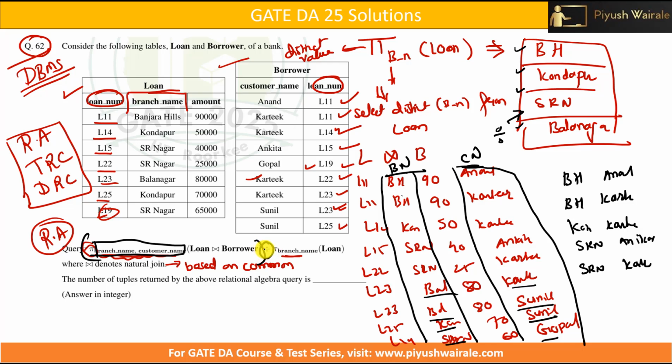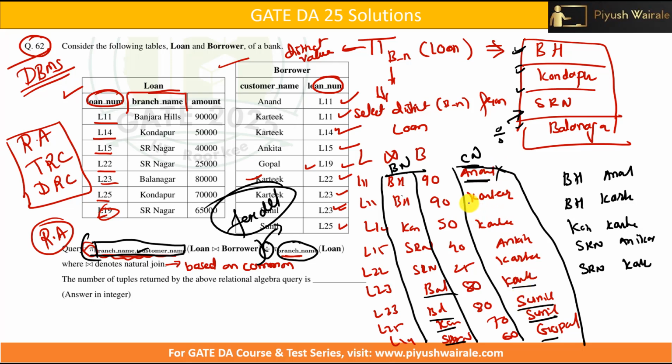When we talk about division operation, always remember for all. For all the values of branch name here, we need a customer name such that it belongs to all the branch names here. And what is that customer? Let's try to find out. What about Anand first? Anand belongs to BH. Yes. Kondapur is there. No. So Anand is not correct.